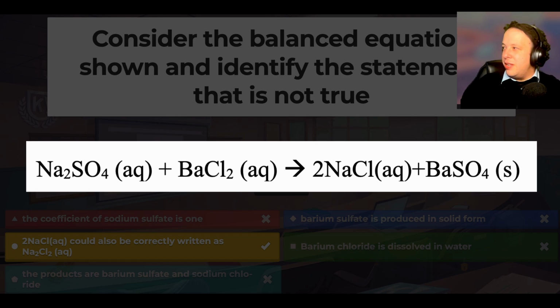But let's go through the other ones. It says barium chloride is dissolved in water. So BaCl2, it's aqueous, so that's true. And it says the products. I don't know how many of you are comfortable with that terminology. When we talk about the reaction yield arrow, the right side is the products and the left side is the reactants, what we're starting with. So the products are sodium chloride and barium sulfate, so that statement is also true.